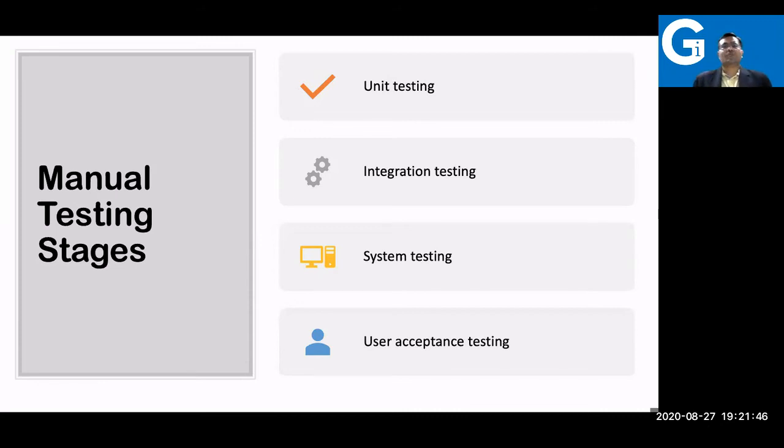Now system testing, what we do, we check on the different environment also. Here it checks whether this is going to run on a different environment or not, whether it is working on various browsers or not, or different portable devices or not. All this we can do in the case of system testing. And lastly, the user acceptance testing. So these are the various stages of manual testing.